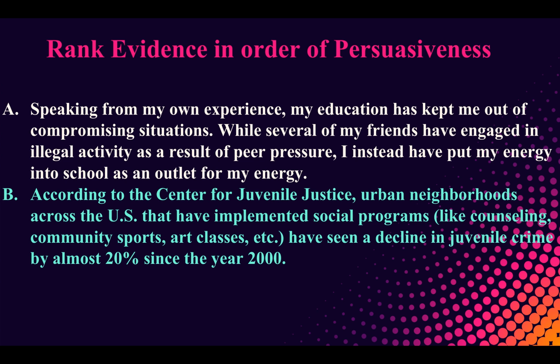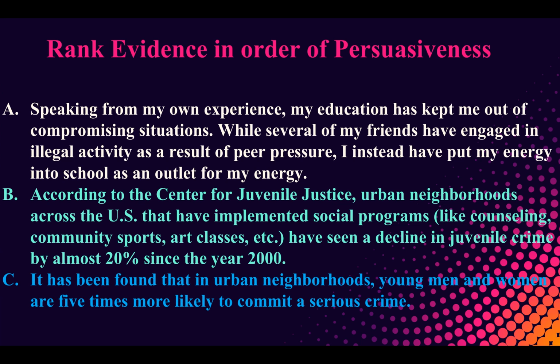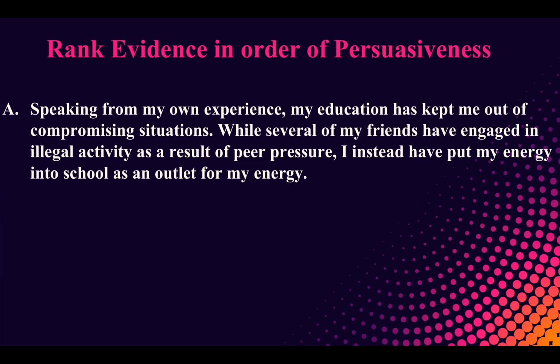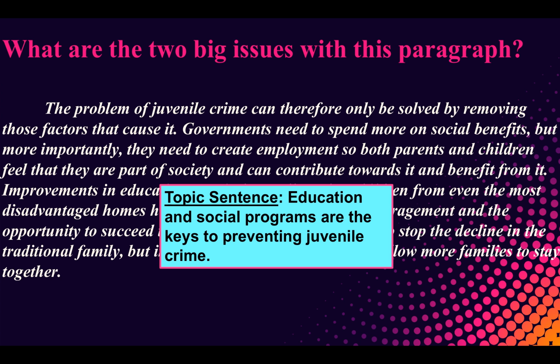According to the Center for Juvenile Justice, urban neighborhoods across the United States that have implemented social programs like counseling, community sports, art classes, etc., have seen a decline in juvenile crime by almost 20% since the year 2000. Option C, it has been found that in urban neighborhoods, young men and women are 5 times more likely to commit a serious crime.